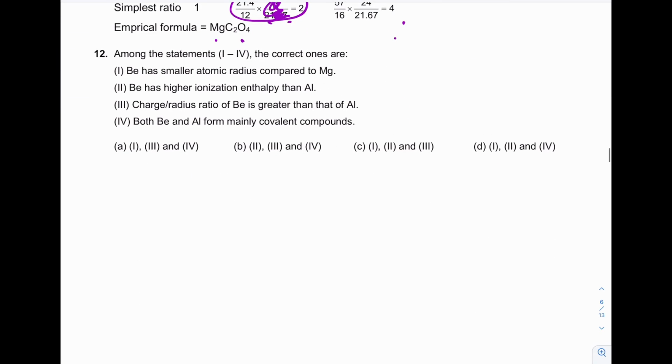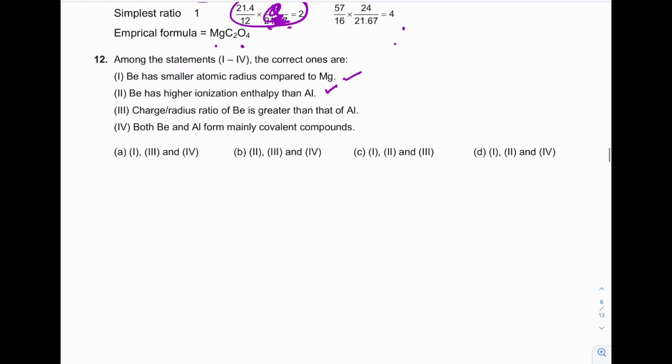Next is, among the following correct one is beryllium is smaller than magnesium. It is correct. Beryllium has a higher ionization energy than aluminium. This one is also correct. Charge by radius ratio of beryllium is greater than that of aluminium. It is almost same because they are diagonally related. And secondly, charge of aluminium is 3, increases by 1, so it is slightly more for aluminium, but otherwise it is nearly same. Both beryllium and aluminium mainly form covalent compound. This is also correct. So answer is D.